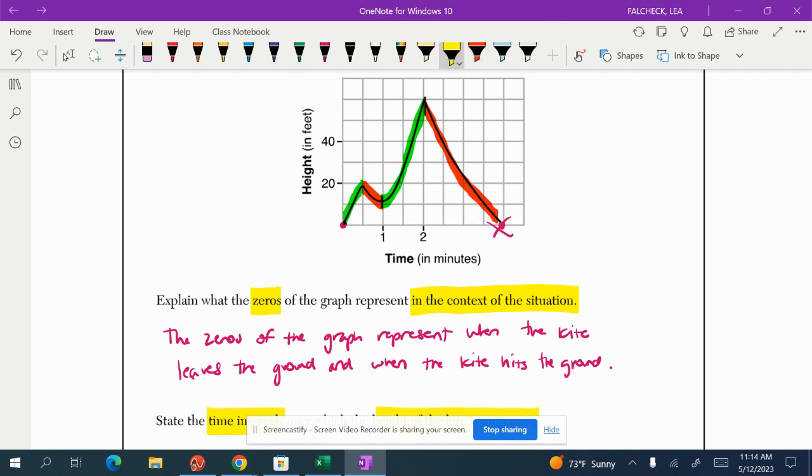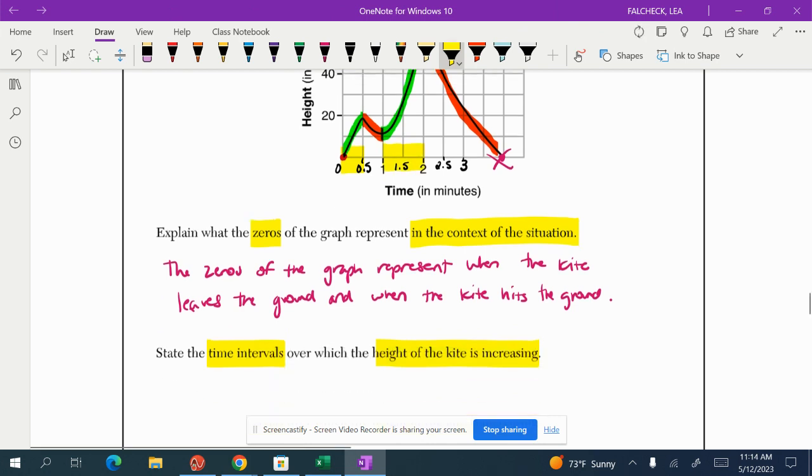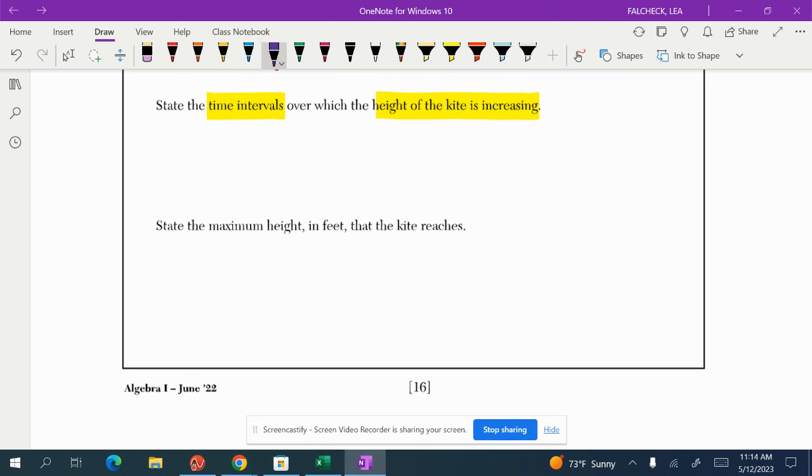So it looks like the height of the kite is increasing from 0 to whatever this value is. It looks like this value would be 0.5 because we go from 0 to 0.5 to 1 to 1.5 to 2 to 2.5 to 3. Okay. So we are increasing from 0 to 0.5, and then we're increasing again from 1 to about 2. Okay. So we would write this as a union of two intervals, right?